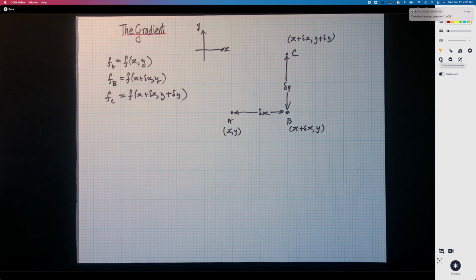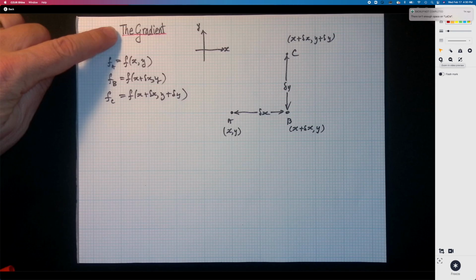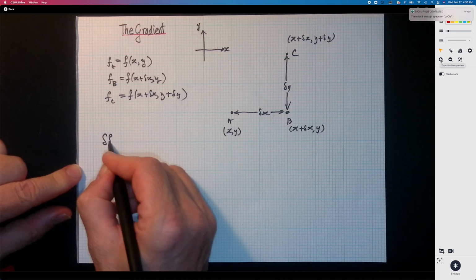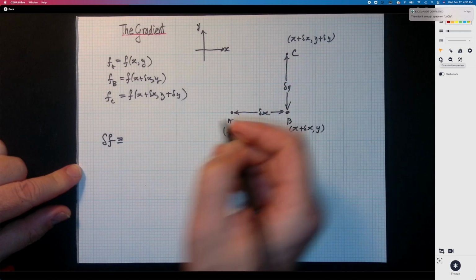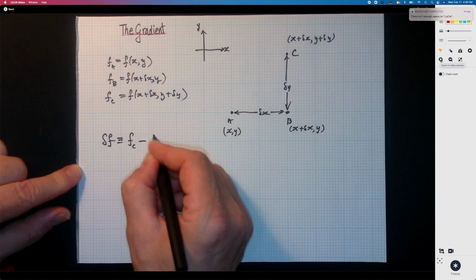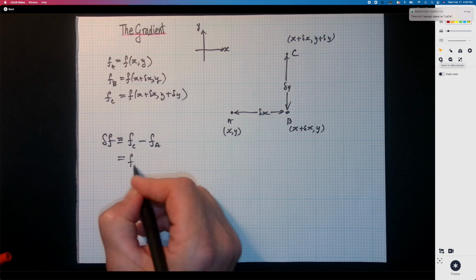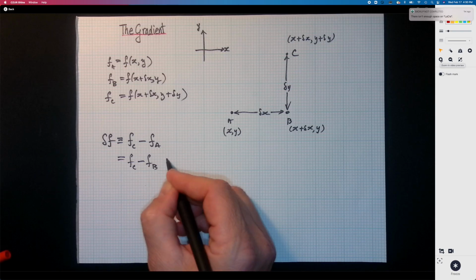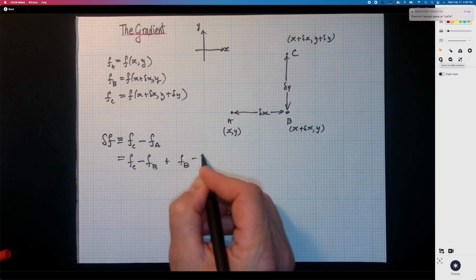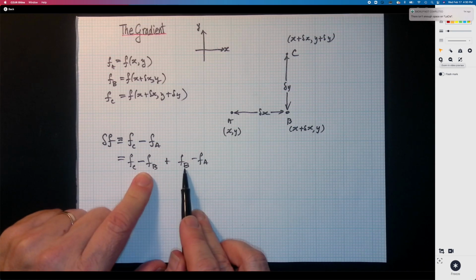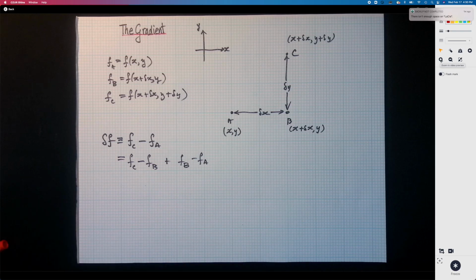And to motivate, the gradient is going to tell us something about how the function f changes locally. And so the change in the function f, delta f, between point C and point A is f at C minus f at A, which we can rewrite as f at C minus f at B plus f at B minus f at A. Notice here I just added and subtracted f of B, so I didn't change anything. Just added 0, or subtracted 0, however you want to see it.